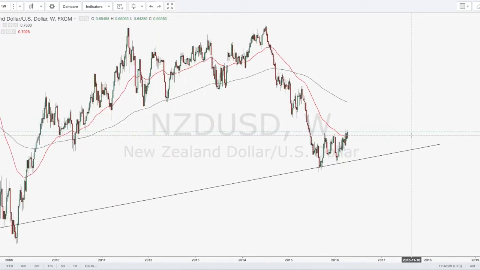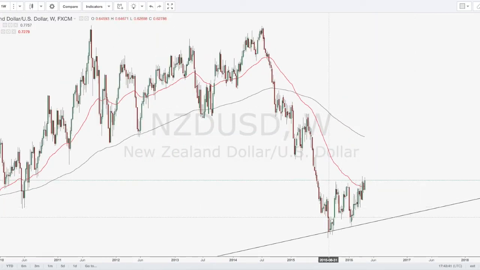As you can see if we zoom in, we had the formation of what we call a higher low at this point, which is where the most recent low was actually higher than the previous low. This is a sign that the momentum's changing in the markets, and it could be a bullish signal towards future events.